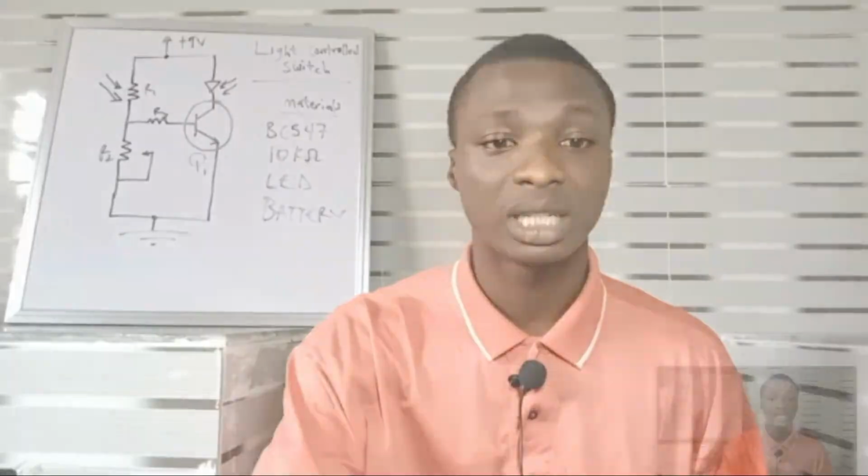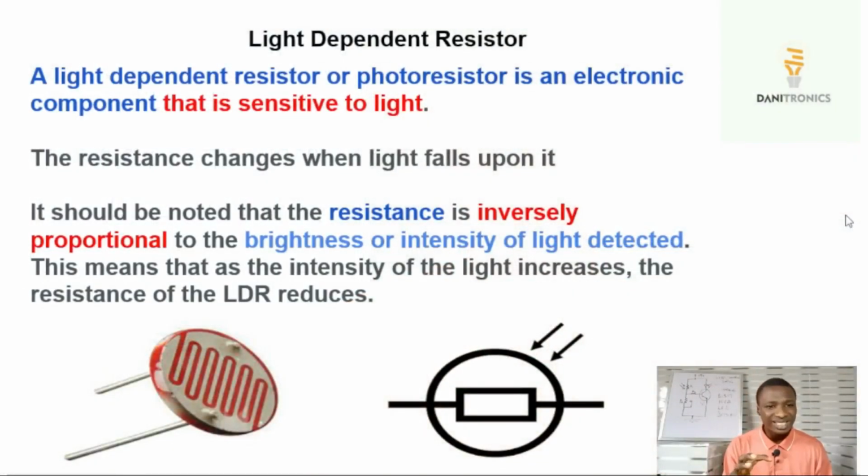So let's get started. To design this system, you will be making use of a component I've not told us about before now, and that's a light dependent resistor. A light dependent resistor is a resistor in itself, just like this, but its resistance value changes due to the amount of light falling on it. So if light falls on it, its resistor value changes.